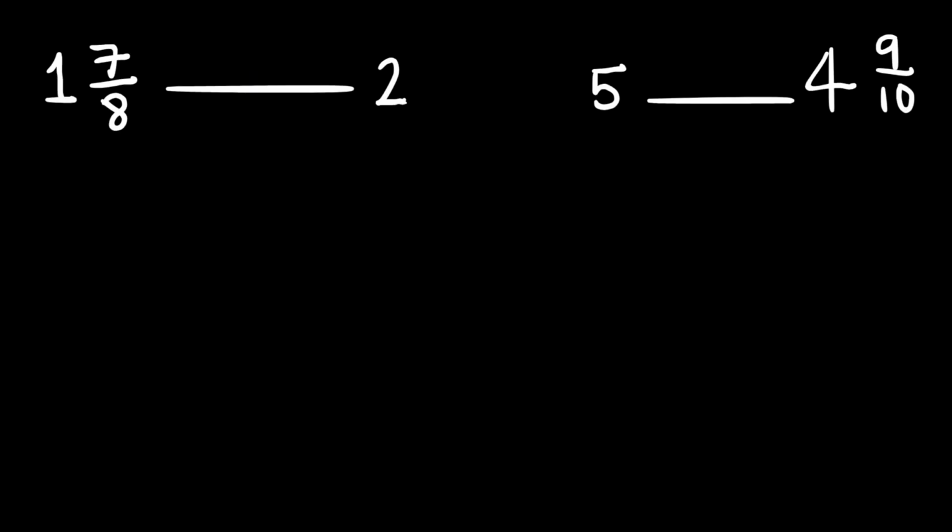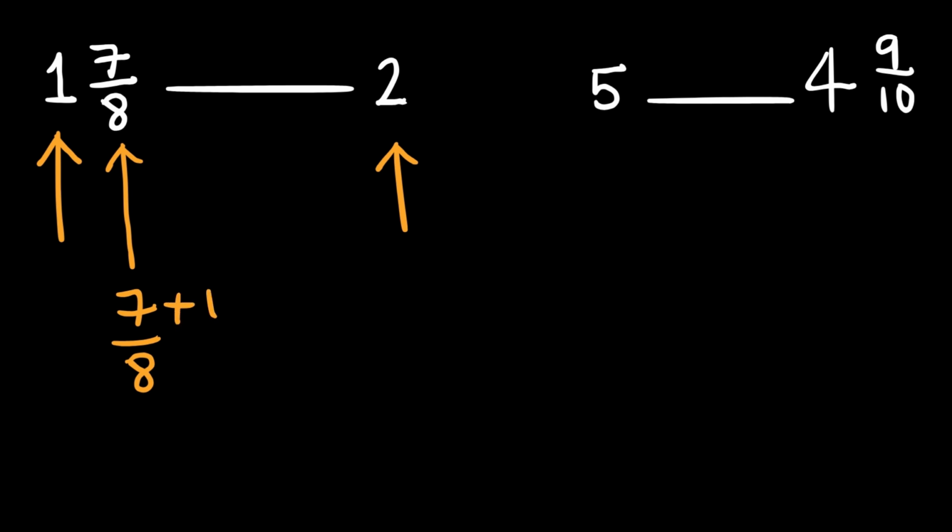Alright, we have two other examples. Now let's take a closer look at the first example. We have 1 as a whole and then we have 2 as a whole. But let's take a closer look at the fraction next to 1. That fraction is 7 over 8. If we were to add 1 to the numerator 7, that would have been 8 over 8, and that would have given me 1 as a whole, and that would have been 1 plus 1, 2. But that's not the case. So that means that 1 and 7 over 8 is actually less than 2.